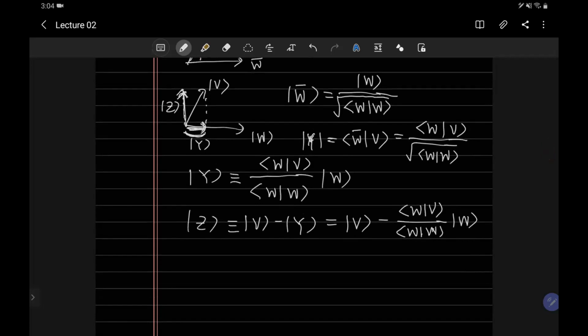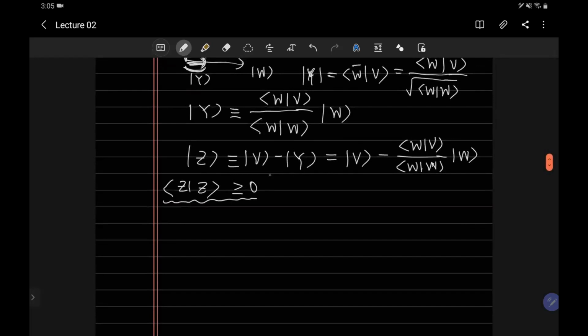Then what we are going to do is calculate the norm of z. Not necessarily the norm, but what I'm doing is calculating the self inner product of z. We know that whatever z is, this should always be larger than or equal to 0. So at the end of the day we will use this relation. But before we use that relation, let's find out z.